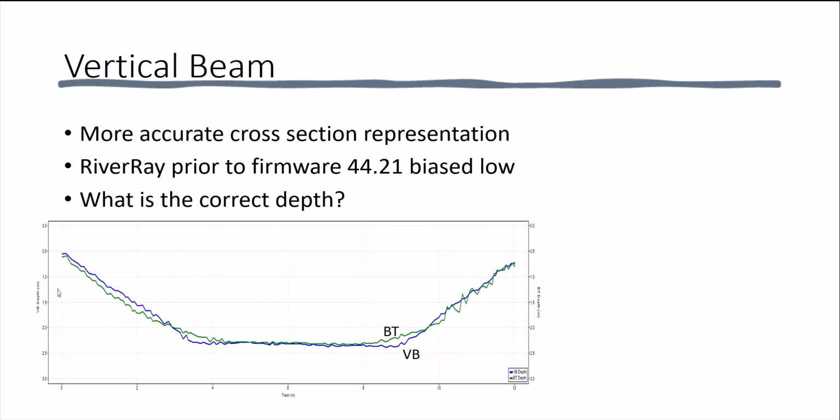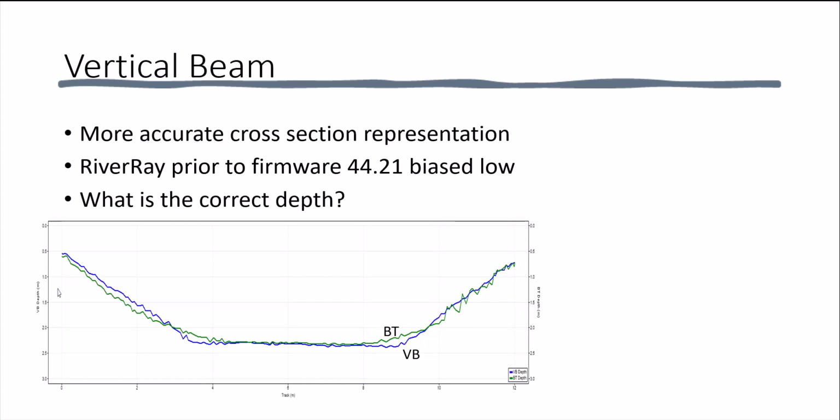Using the vertical beam will provide a more accurate representation of the cross-section, particularly when there are sharp changes in the slope, such as in this trapezoidal section. So which should you use, a 4-beam average or the vertical beam? In my opinion, there is not a clear answer.